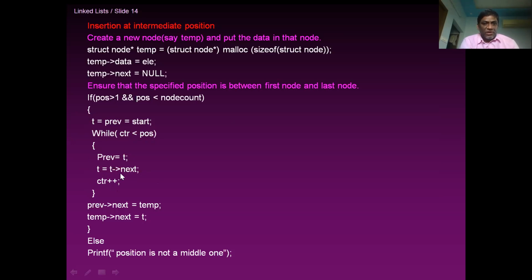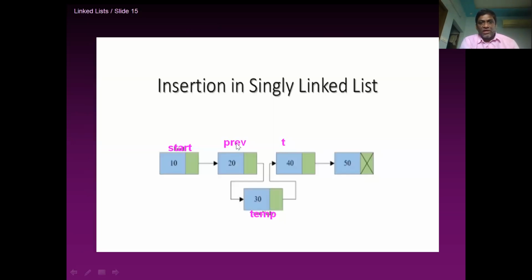So after completion of this loop, you will be in this position. T will be at the third position. Let us say I want to insert temp as the third node. Then T will stop here, and previous will stop here. If you want to insert 30 as the fourth node, then T will stop here, previous will stop here, and we will insert temp here itself. So based on the position, these two pointers will stop in the linked list. Assuming that position is 3, T will stop at 40, previous will stop at 20.